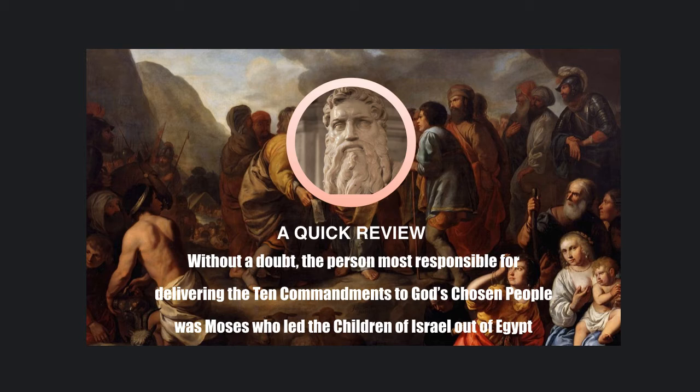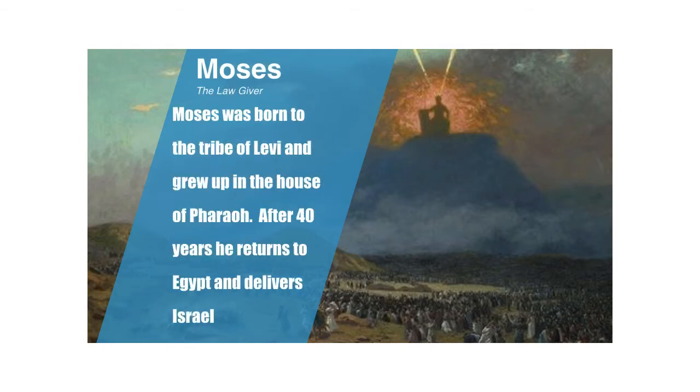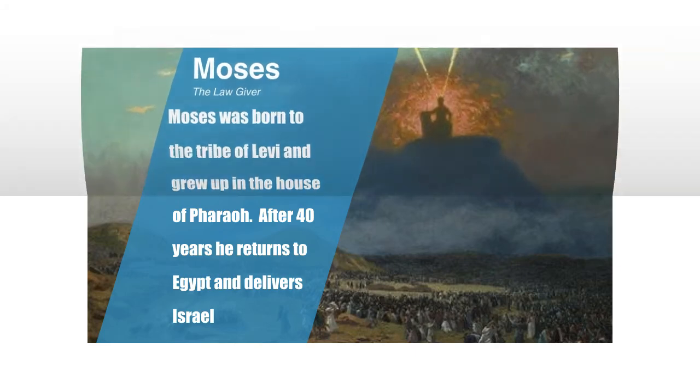Well, I want to thank Dennis Prager for that video interview. Without a doubt, the person most responsible for delivering the Ten Commandments to God's chosen people was Moses, who led the children of Israel out of Egypt. Now, if we understand that, it then behooves us to take a very quick look at Moses himself. Moses was born to the tribe of Levi and grew up in the household of Pharaoh. After 40 years of being absent from Egypt because of self-inflicted exile, he returns to Egypt and eventually delivers God's people from their oppressor, which were the Egyptians.